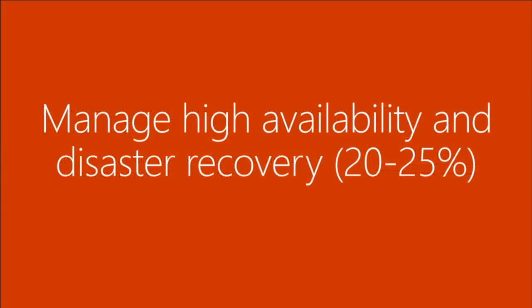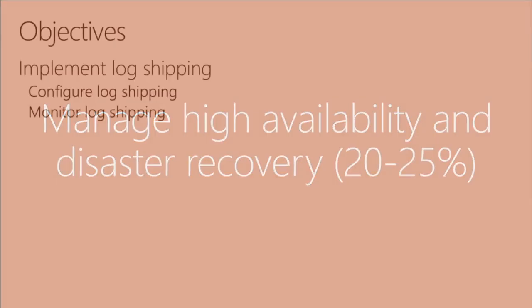All right, the last one, I believe, right? I think we got 3. This is the 4th: high availability and disaster recovery. So again, 20 to 25%. Apparently, high availability is the other real big area for databases. How do I configure Always On and things like that?